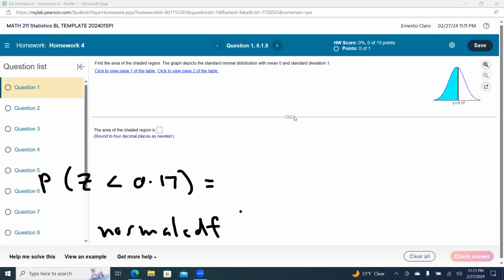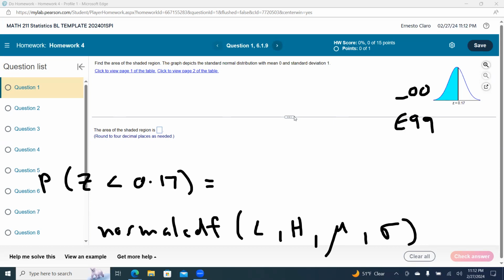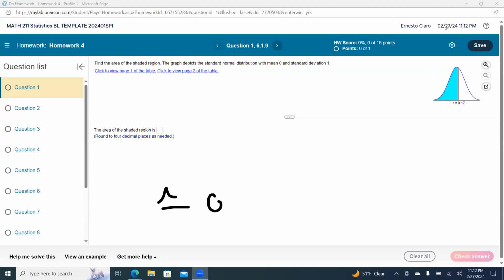The answer is going to equal normal CDF. It's always going to be the low, the high, the mean, the standard deviation. Now the low is negative infinity, so we have to do E99, negative E99. The low is negative E99, comma, the high is 0.17. The mean is 0, and the sigma is 1. I get approximately 0.5675.